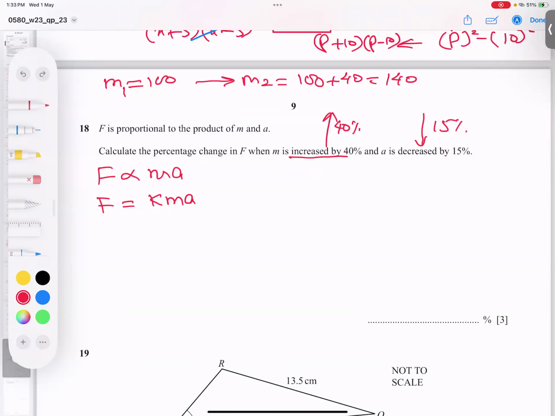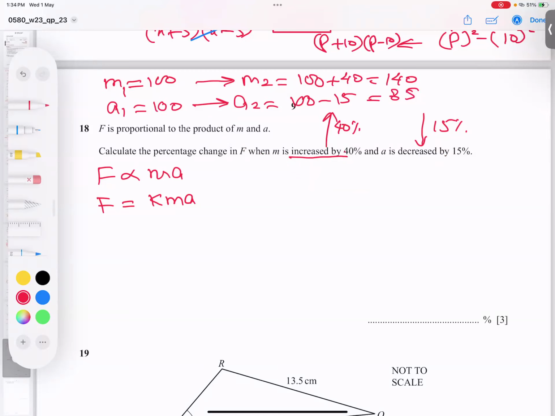What about the 15% decrease? So A1 original value, I assume again 100. I can assume any number. So A2 value turns out to be 100 subtract 15, and I get 85. So these are the new values.